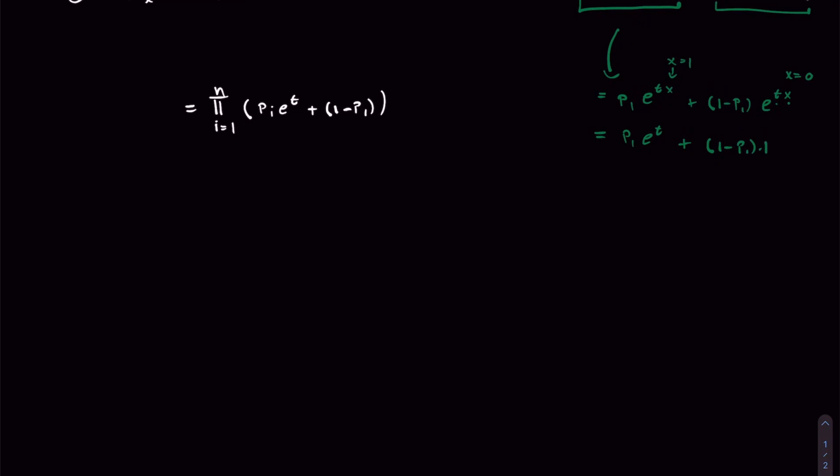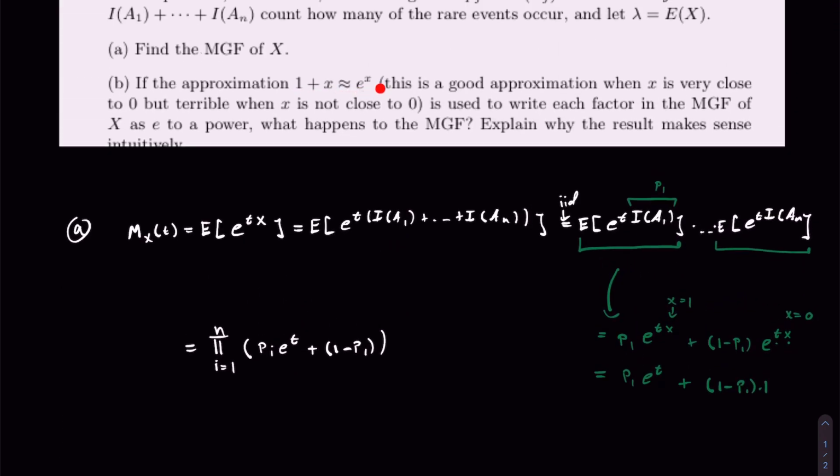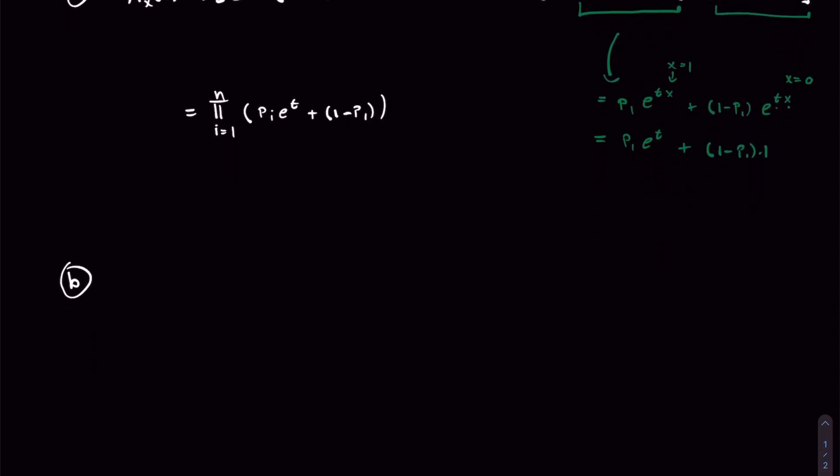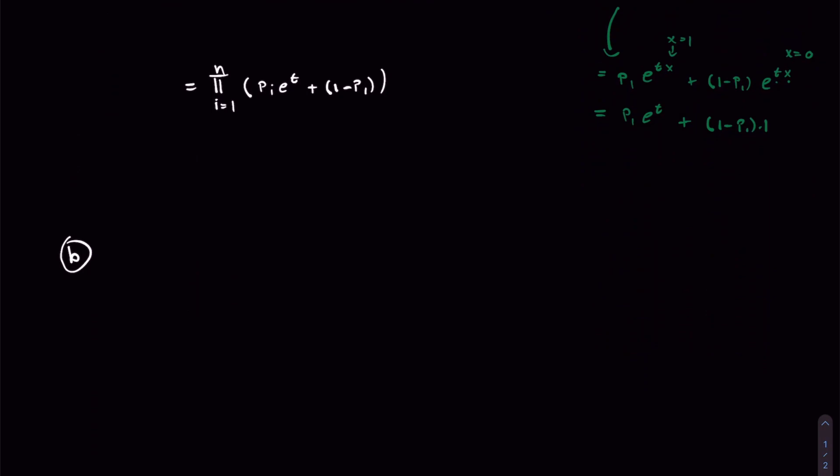Moving on to the next question, we are now going to approximate this quantity. We are asked now to approximate it in the following format. As it is written here, when x is very close to 0, this is a good approximation, otherwise it's not. Okay, so let's move on here to the next thing and say, all right, so how do we do this? Well, let's start by just copying this piece here.